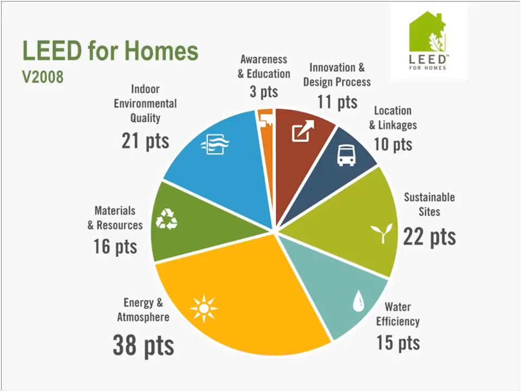LEED for Homes weights its credits in different categories: energy and atmosphere, materials and resources, indoor environmental quality, awareness and education, innovation and design, location and linkages, sustainable sites, and water efficiency. There's more opportunity and requirements in energy and atmosphere because one of the main tasks of the USGBC is to stifle climate change. So we do want to reduce energy, but while doing that, we definitely want to have a durable building that's using appropriate resources and has appropriate indoor air quality, which are some of the big sections of the LEED program.